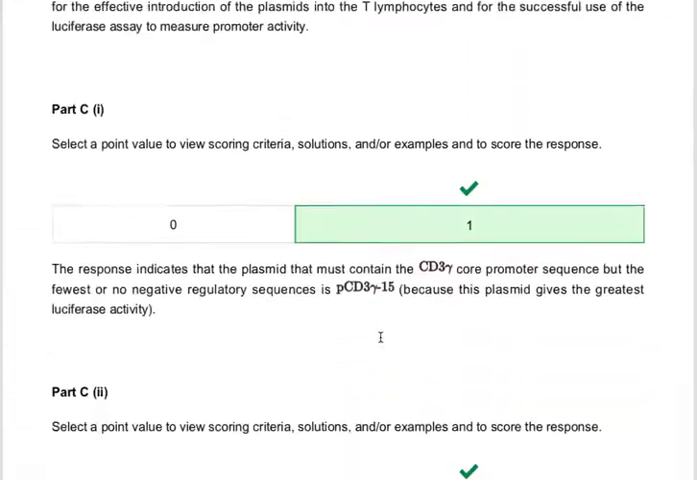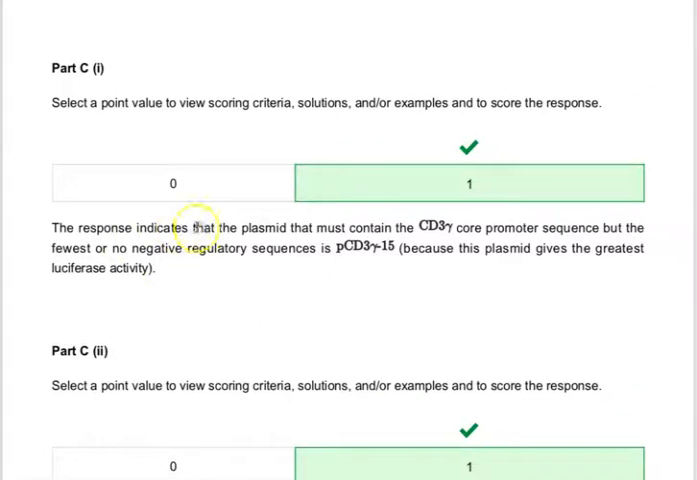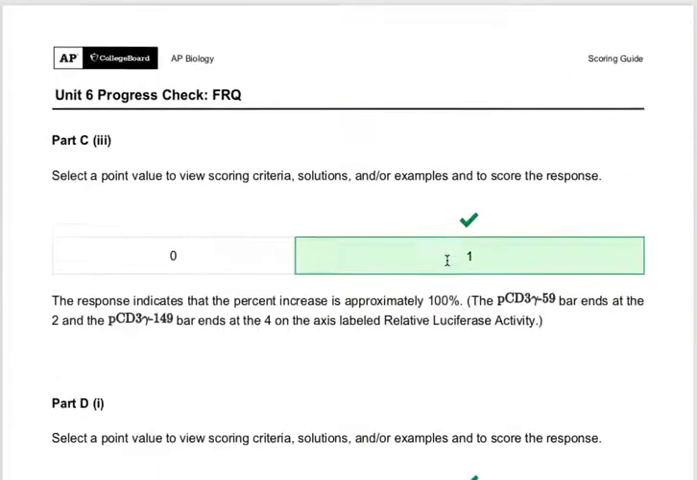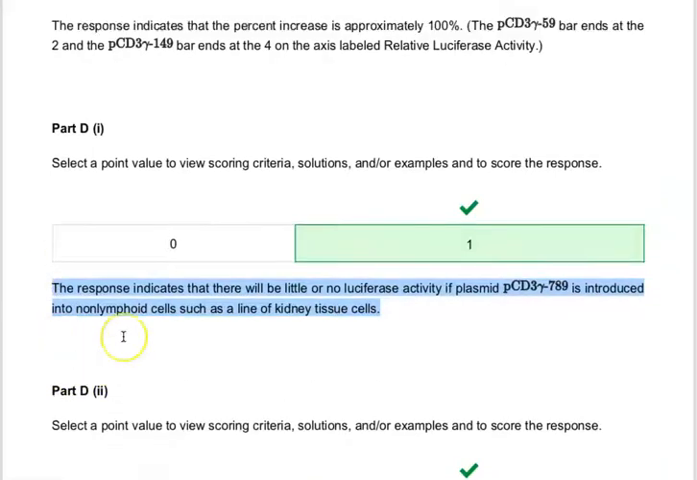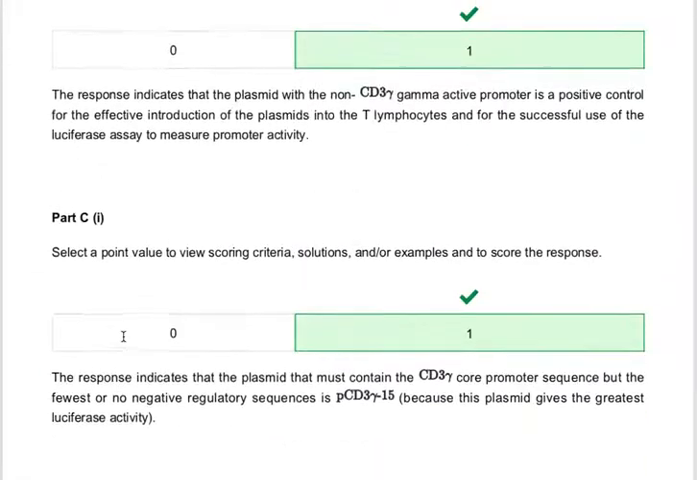What would the answer simply be? The response indicates that the plasmid must contain the CD3 core promoter sequence. Oh, sorry, no, I'm completely incorrect. This is question D. I'm so sorry if I got you confused. Okay, the response indicates that there will be little or no luciferase activity in the 789 if 789 is introduced in non-lymphoid cells such as lines of kidney tissue cells, because they do not have the ability to produce the signaling protein. Okay, and the last bit, question D.